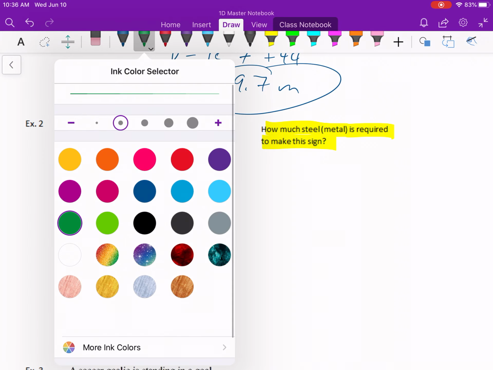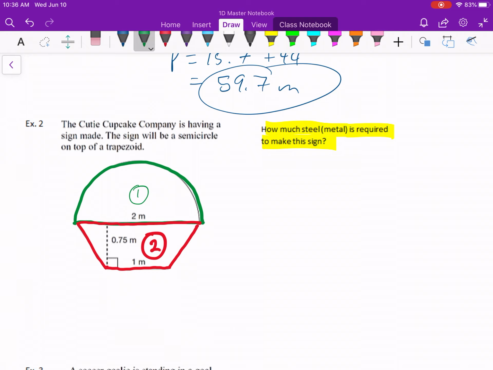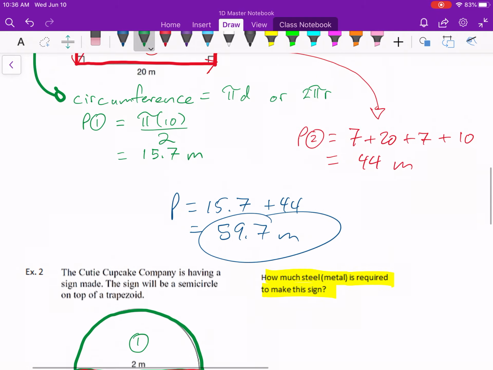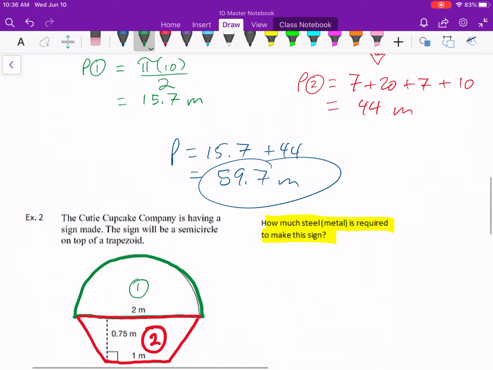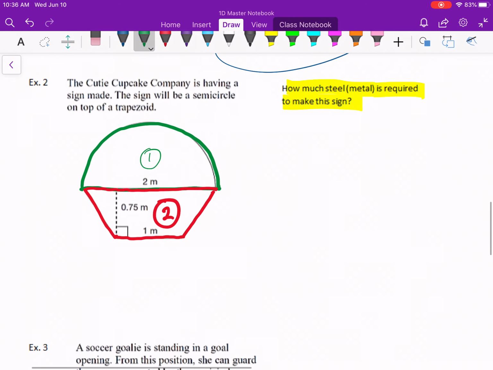I'll keep my color coding going. So again, since it's made of two shapes, they're clearly just stuck together, it would make sense to use the first method, where I find the area of the common parts, and then once I've got them both, I'll add them together. So the area of a semicircle is, well, the area of a circle equals pi times r squared. That's a circle, not a semicircle, but a semicircle just means we take half of that, right?